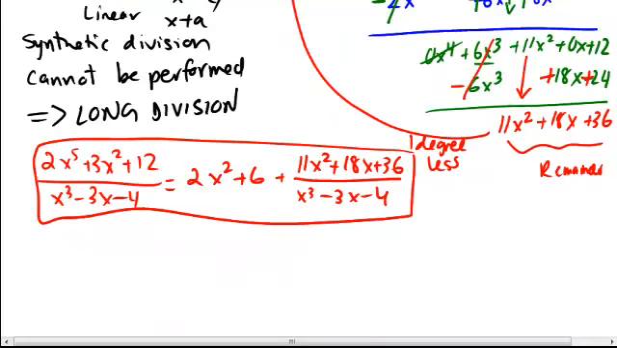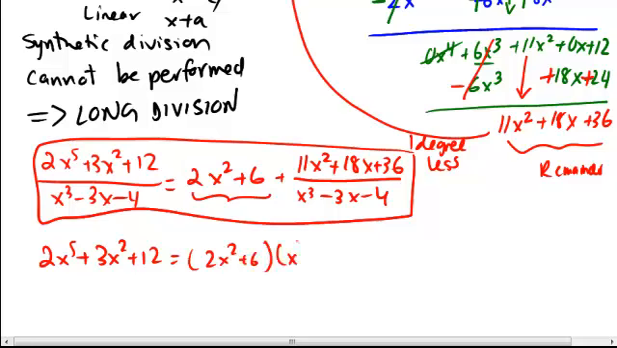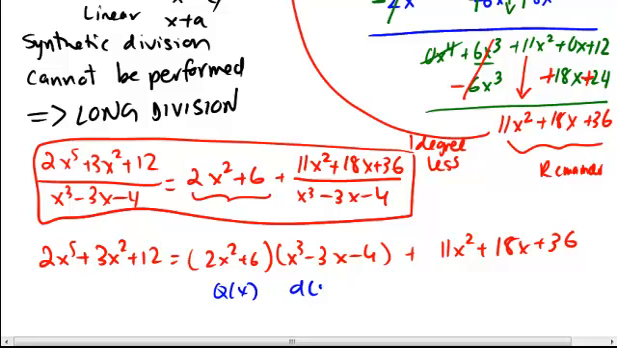Another version of it, of course, you can write this as 2x to the fifth plus 3x squared plus 12 is equal to your quotient, which is this, times your divisor, which is this, plus your remainder. So this is your quotient, your divisor, plus your remainder. Okay.